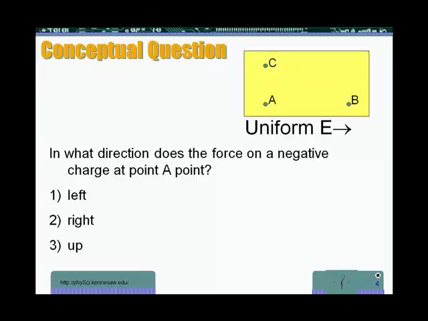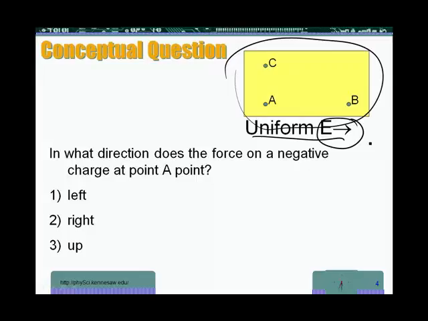Okay, we start with this. We have a region, the yellow region here, where we have a uniform electrical field, meaning the electrical field in that region is constant throughout the region. It's a constant electrical field throughout the region. And here they show us that the electric field is actually pointing towards the right-hand side of the screen.